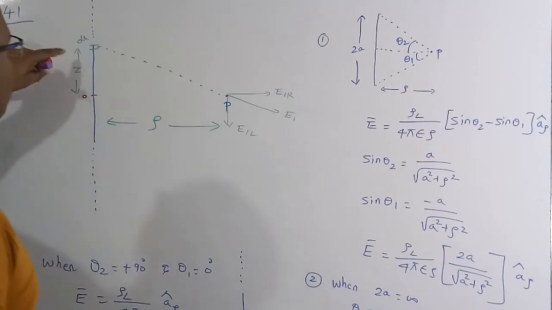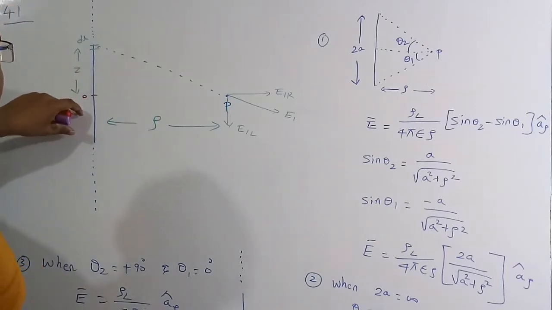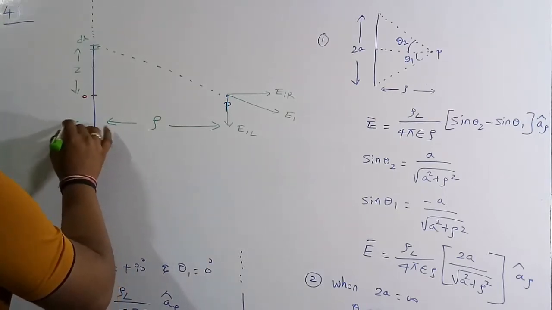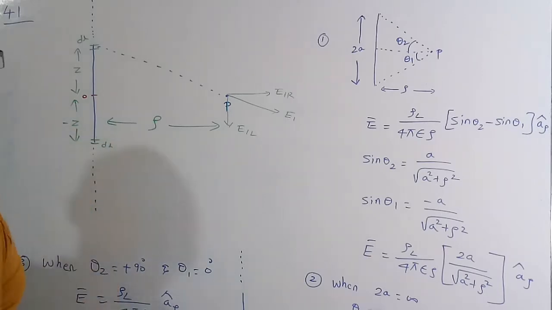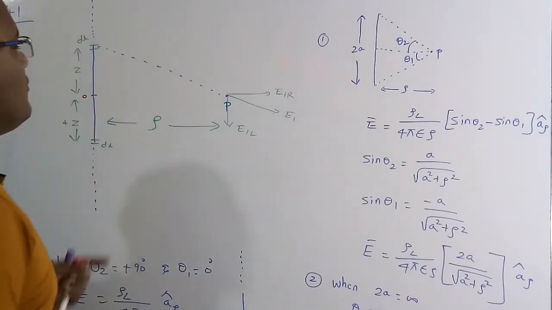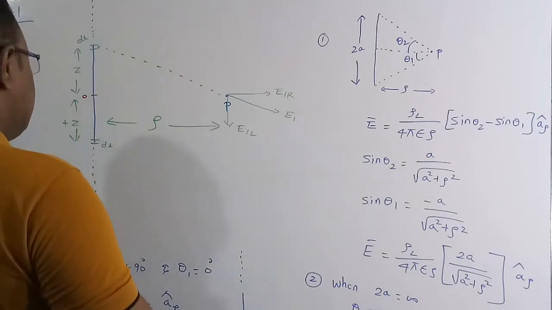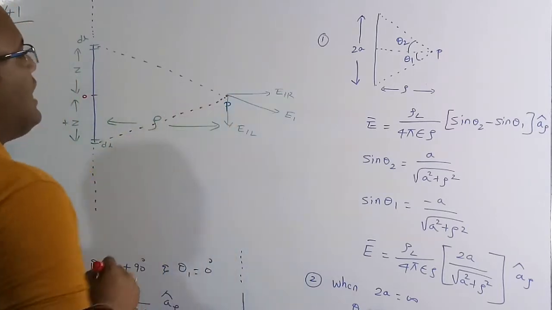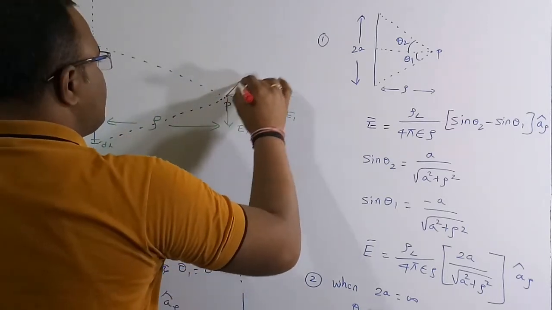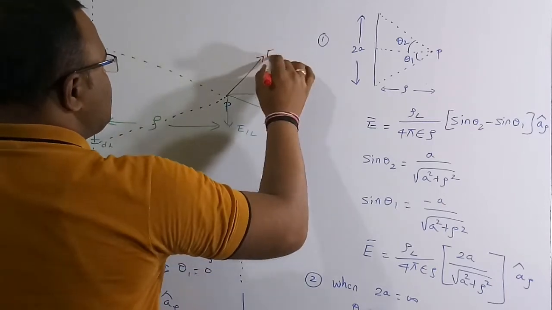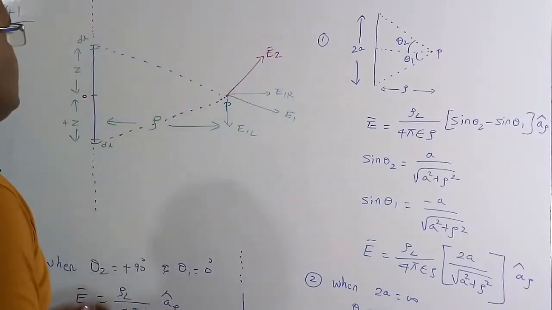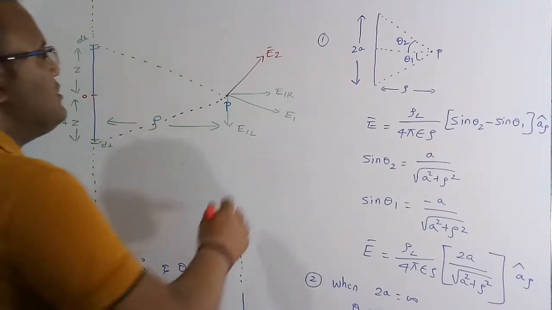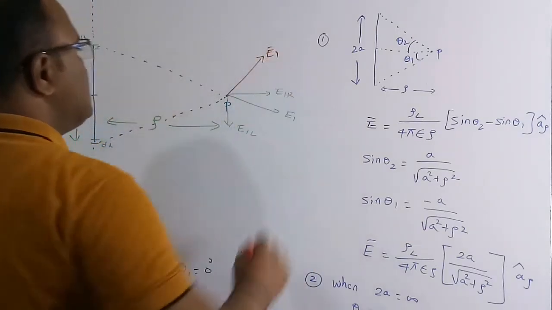If you take the same, an equal distance in the negative direction, there will be another element dl in the downward direction. If you join the distance between this dl and the point P, it is also going to radiate the electric field in the direction of the r bar vector. Here the vector will be the same in the upward direction. Here it is E2. Because the distance is the same, the amount of electric field intensity will be the same. So E2 is equal to E1, the same amount of electric field.